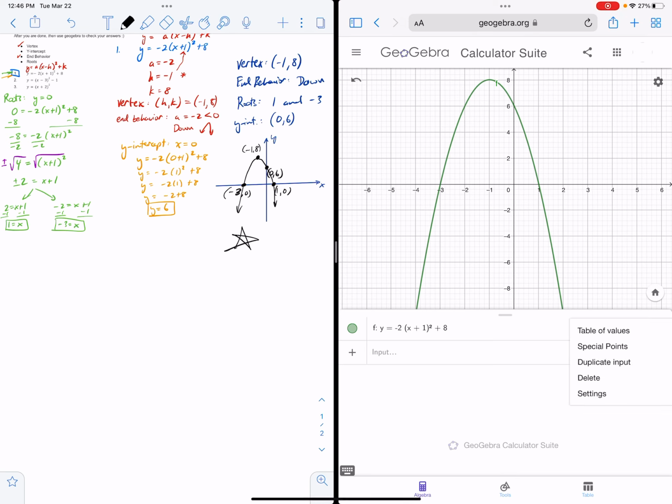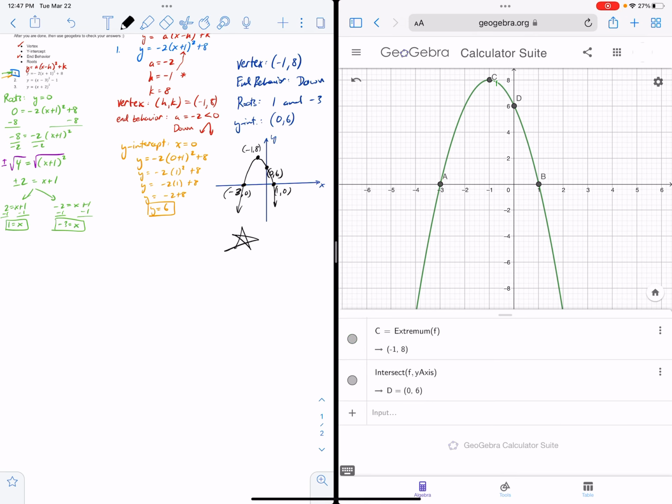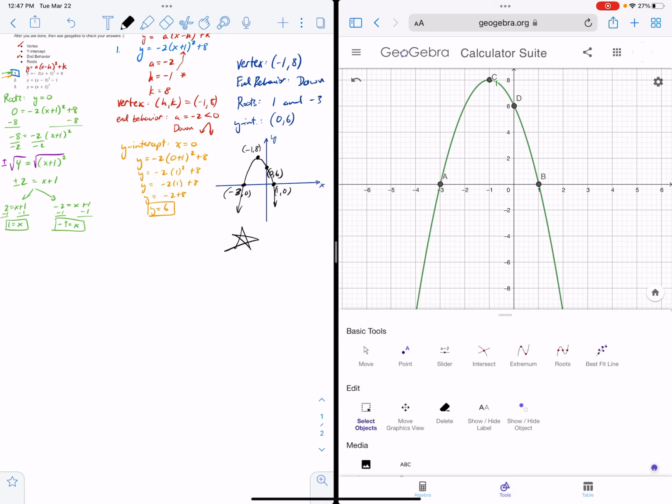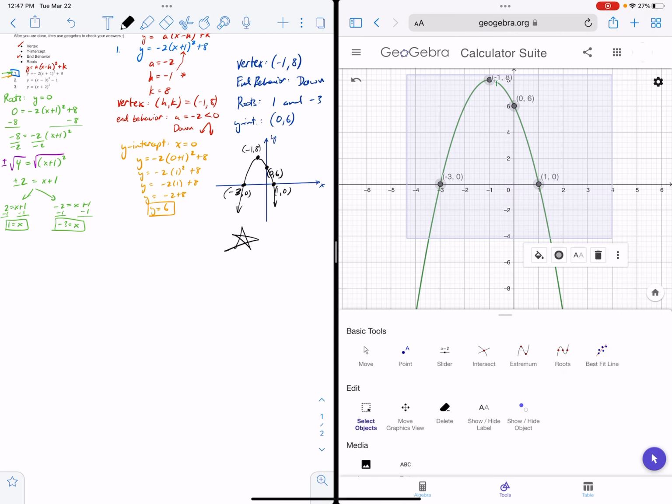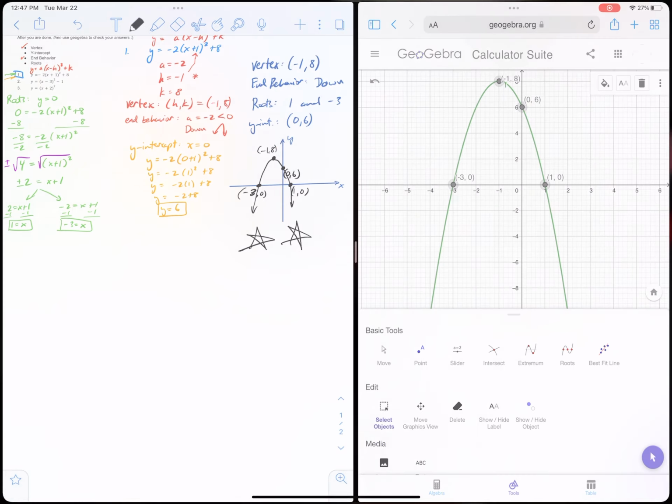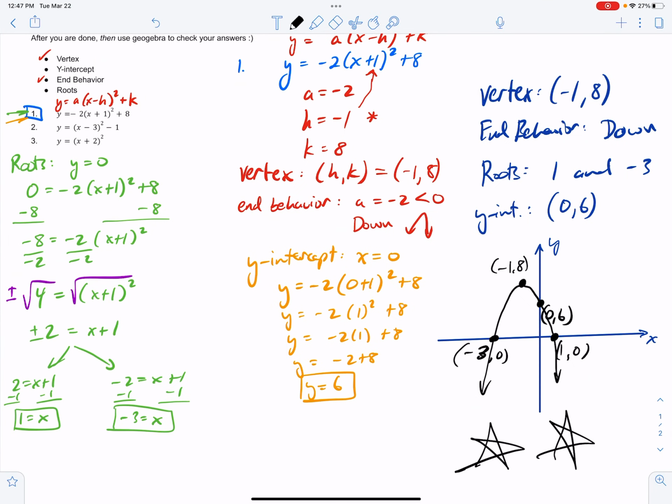I'm going to put on the special points. We also used in class the tools to select the objects. I think this is going to, no, doesn't quite do it. There we go. I'm going to put settings, and I want to see the values so we can look at these. So we have (-1, 8), (0, 6), (1, 0), and (-3, 0). Those are the same points here from our work. And so that matches. I'm going to have the solutions posted for problems 2 and 3, but you would basically follow these steps.